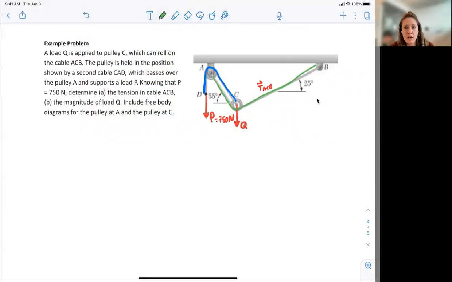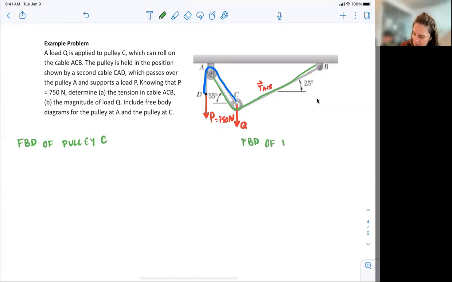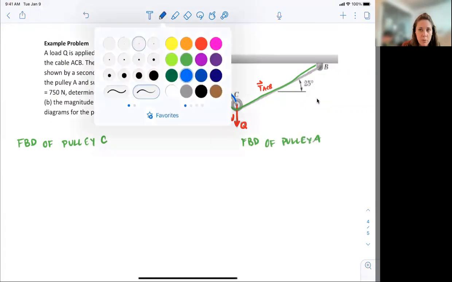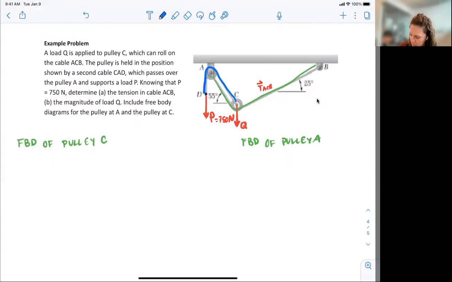The big thing here is that my unknowns are the tension in cable ACB and then the magnitude of Q. We're going to start by drawing free body diagrams. So I will draw two free body diagrams. The first one is the free body diagram of pulley C. And then I'm also going to draw a free body diagram for pulley A. Again, I highly recommend you try these without watching the video, just so you can see if you are grasping the material, and then you can come right back here and see if you got it right.